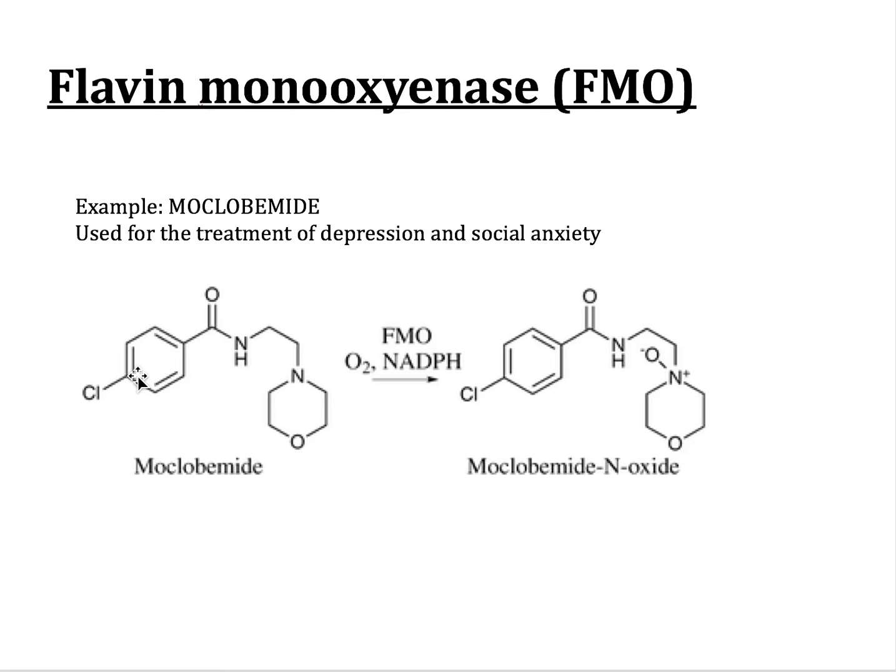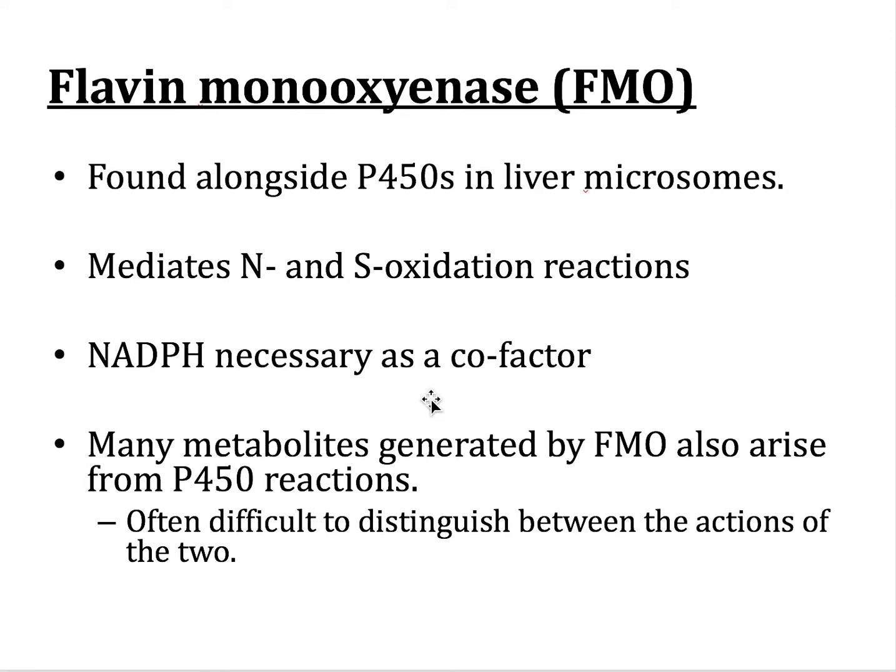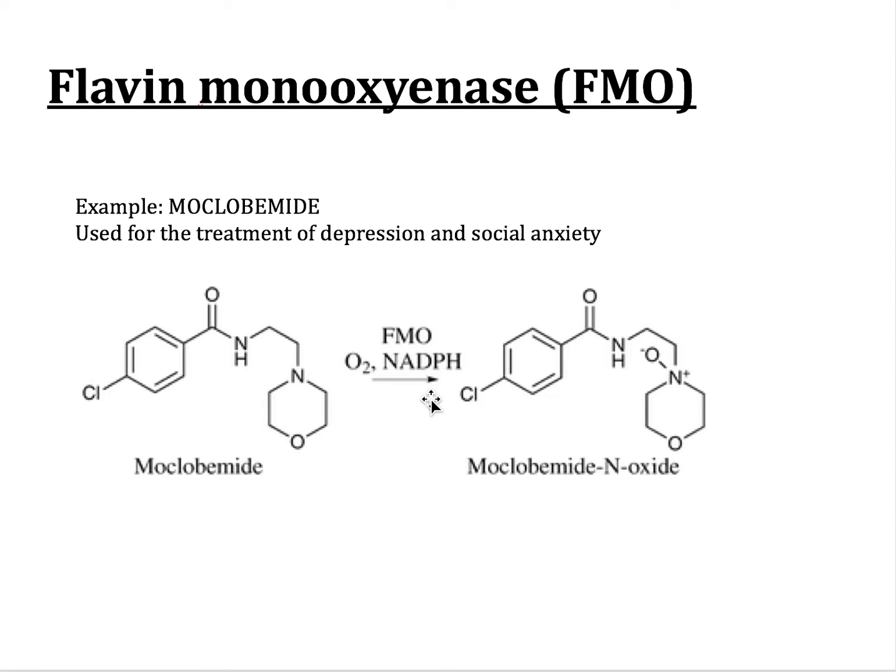So again, you look for an NH and then you look for a side group coming off it. This is the main molecule you're interested in. An example of this is meclobamide, which is an antidepressant usually used to treat social anxiety, depression, and so on. As you can see, you need the FMO, the oxygen, and the NADPH, and what happens is it usually forms the bond there, giving the N-oxide.